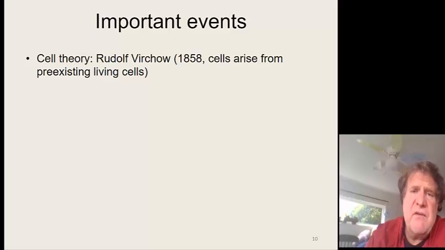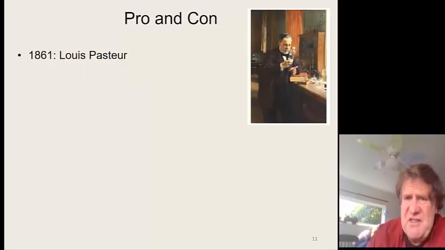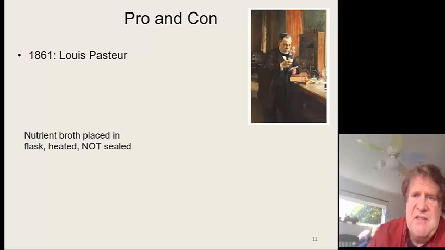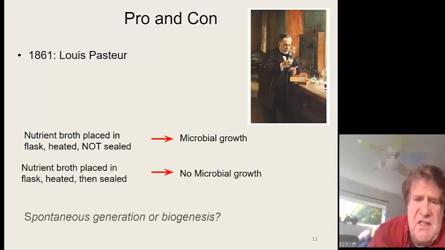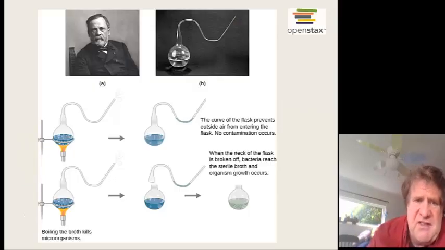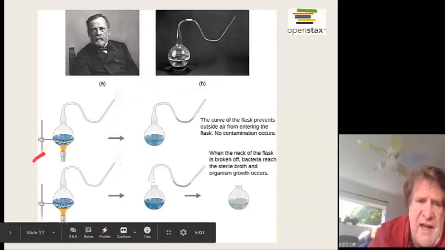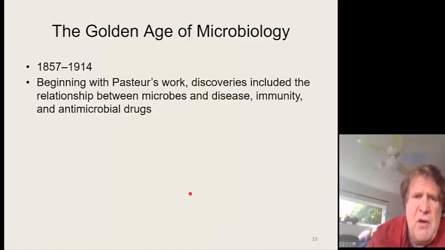Rudolf Virchow, in 1858, said that all cells arise from pre-existing cells. Louis Pasteur, in 1861, placed nutrient broth in a flask and heated it, not sealed, and he was able to see no microbial growth in there. It's spontaneous generation or biogenesis. He used what we call a swan-neck flask. He heated his broth and left it in the curved neck, and then when he opened it up, we got microbial growth inside.